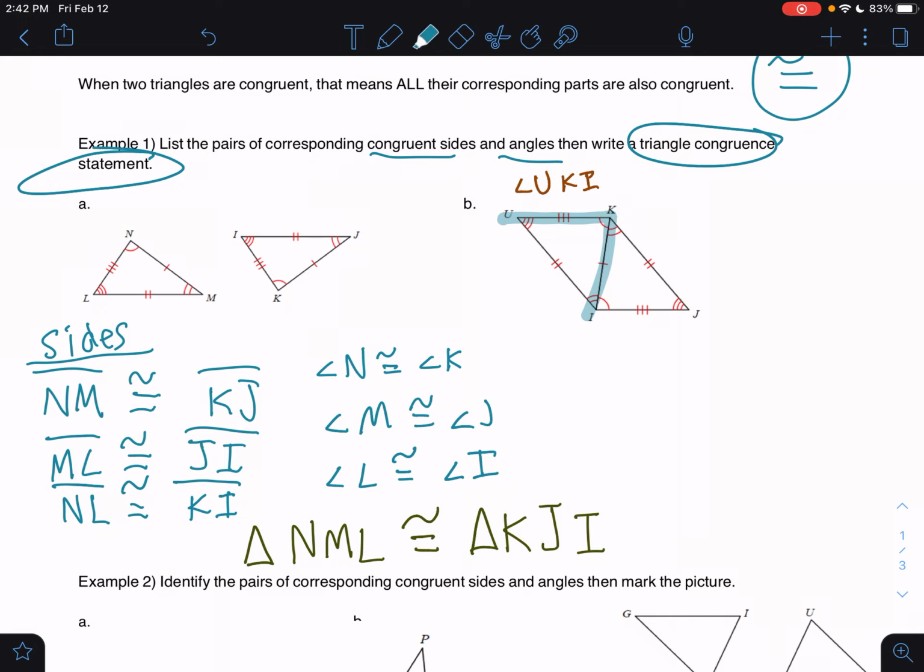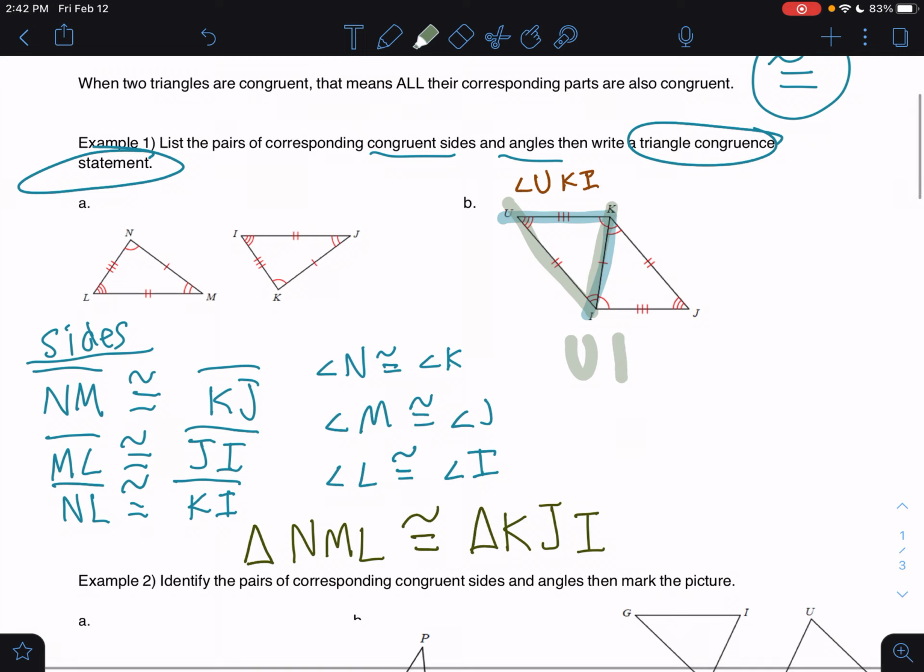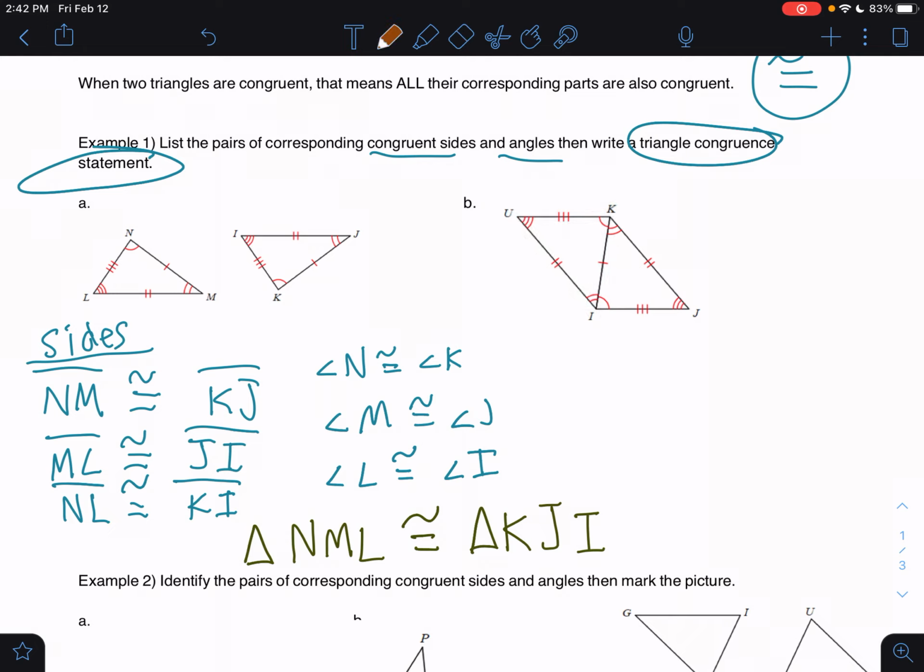Or if we have this angle right here, this is angle UIK. So we need to label them with 3 letters, otherwise it'll get a bit confusing. So if you can't really tell which angle it is because there's only 1 letter, you have to label it by 3. So let's go ahead and practice that one. So let's start with our sides, and we're going to label each of those as congruent.